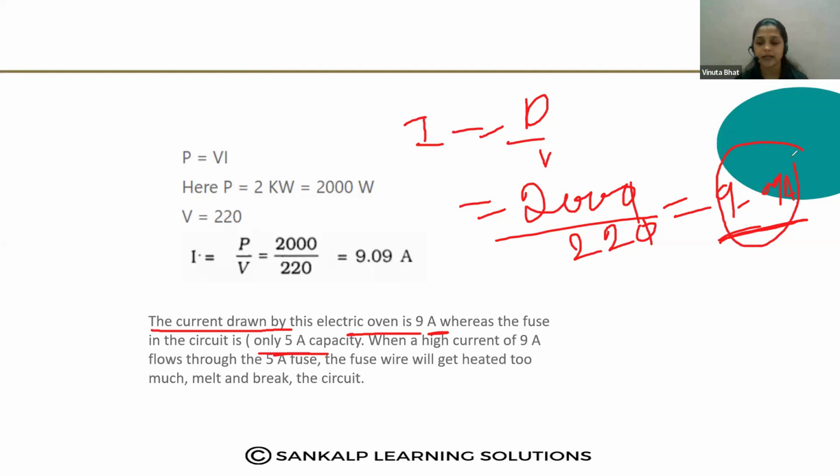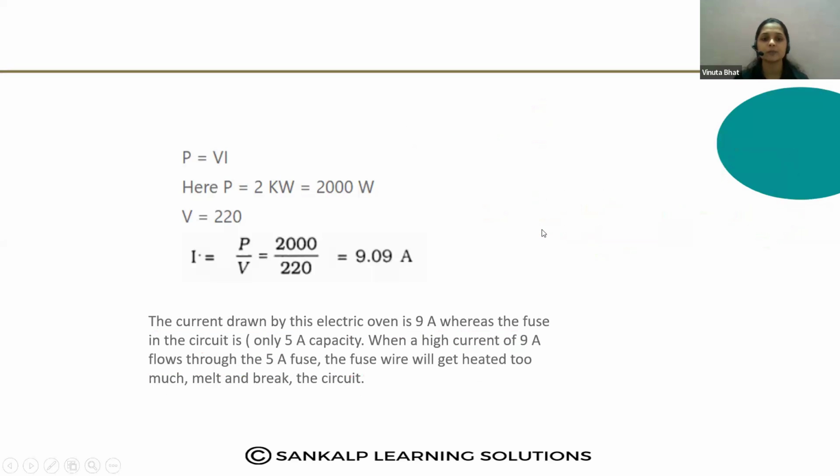The current actually drawn is 9 ampere, whereas the fuse in the circuit has only 5 ampere capacity. When a high current of 9 ampere flows through the 5 ampere fuse, the fuse wire will get heated too much, melt and break the circuit. So the oven cannot be operated on this circuit. This is the correct answer.